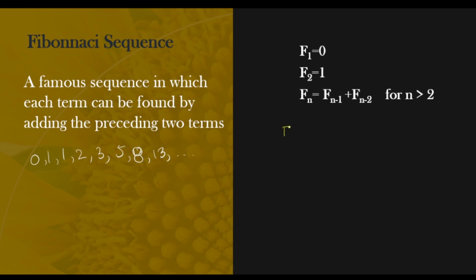Let's see. अगर हम 3 से start करते हैं, we have f3. 3 minus 1 is 2, plus 3 minus 2 is 1. That is the previous two terms. f2 is 1 plus 0. It will give us 1. So the third term is also 1.